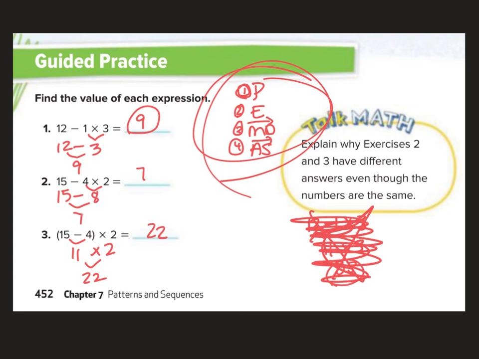Order of operations is so much fun. I just love it. Once you get it, it's like, ooh, you know a little trick. You know a little secret that people don't know. So kind of fun.